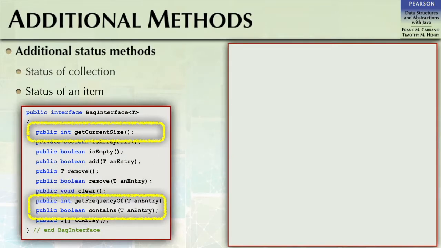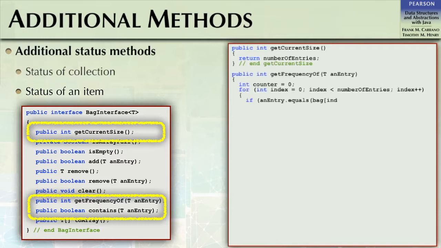Next, we will implement methods to give us the status of the collection and of individual items in the collection. The getCurrentSize method is a simple implementation that returns the value of numberOfEntries data field. The method getFrequencyOf must iterate through the array bag and increment a counter each time an item equals the parameter that was sent as a target.